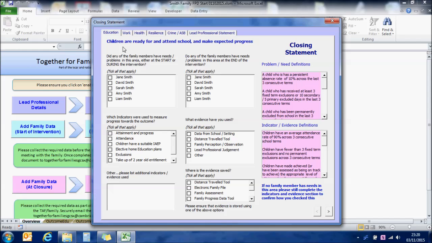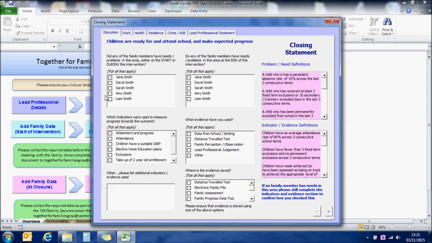The 5 overarching outcomes shown at the top are mirrored in the outcomes framework and are what all professionals are working towards in Cambridgeshire. The outcomes framework was designed by the local authority and partners to identify a standard suite of measures which can be used to evidence the sustained and significant improvement with families. The first outcome is around education, that children are ready for and attend school and make expected progress.